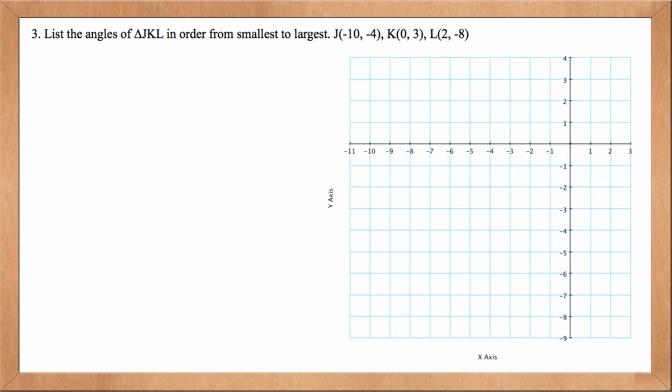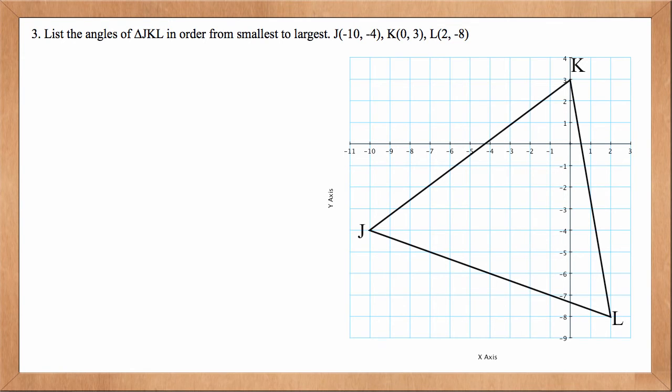List the angles of triangle JKL in order from smallest to largest. So we have these three ordered pairs. Let's go ahead and graph the triangle. Okay, now that we've graphed our triangle, we need to find the side lengths for the whole triangle, which means we have to use the distance formula. That is a skill you have to know. You have to get that down if you don't have that yet.